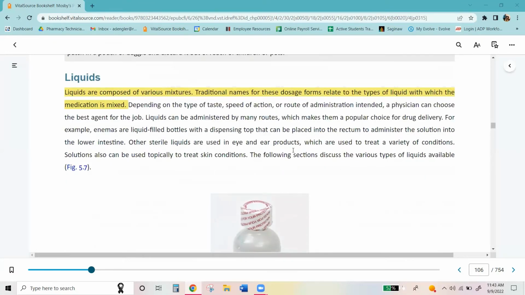Liquids are composed of various mixtures. Traditional names for these dosage forms relate to the types of liquid with which the medication is mixed. Liquids can be administered by many routes, which makes them a popular choice for drug delivery. Enemas are liquid-filled bottles with a dispensing top that can be placed into the rectum to administer the solution into the lower intestine. Other sterile liquids are used in eye and ear products, which are used to treat a variety of conditions. Solutions can also treat skin conditions topically.